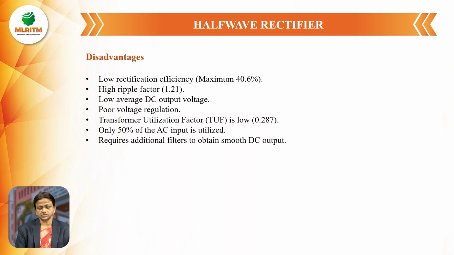So what are the disadvantages of half-wave rectifier? Low rectification efficiency, with efficiency value equal to 40.6%. High ripple factor, the ripple factor value is equal to 1.21. Low average DC output voltage, poor voltage regulation. TUF, transformer utilization factor, is low, that is 0.287. Only 50% of the AC signal is converted into DC. It requires additional filters to obtain smooth DC output.